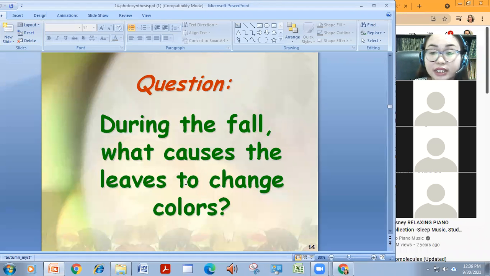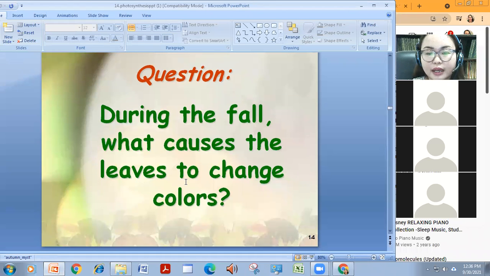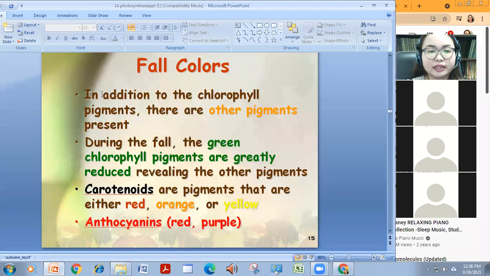So, what causes the leaves to change in colors during fall if it is a deciduous plant? So in addition also to the chlorophyll, meron din tayong mga ibang pigments. We have yung mga yellow na pigments are carotenoids and anthocyanins, sorry. During the fall, these green chlorophyll pigments are reduced. So pag nawala na yung chlorophyll, mag-show na yung carotenoids like the red, orange, and yellow. And we also have anthocyanins. Ito yung mga pigment which have the red and purple color.